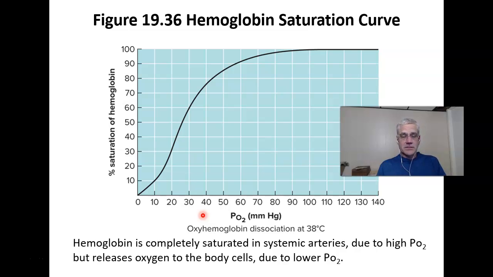If there's a lot of oxygen, the hemoglobin's full up. If there's not as much oxygen, the hemoglobin lets go of oxygen. That's what you want it to do. So it says the hemoglobin is completely saturated in the systemic arteries due to the high partial pressure of oxygen. But it releases oxygen to the body cells due to the lower partial pressure of oxygen. Great, that's what I want. So hemoglobin does what I want.